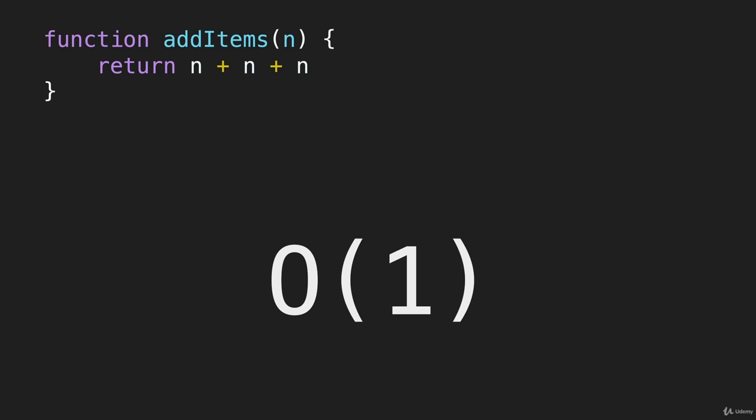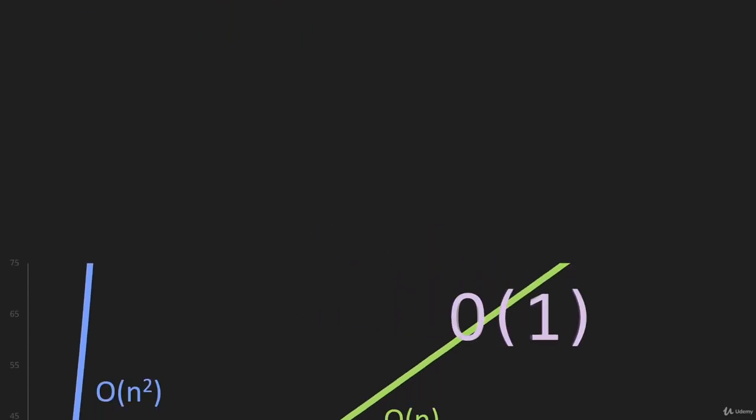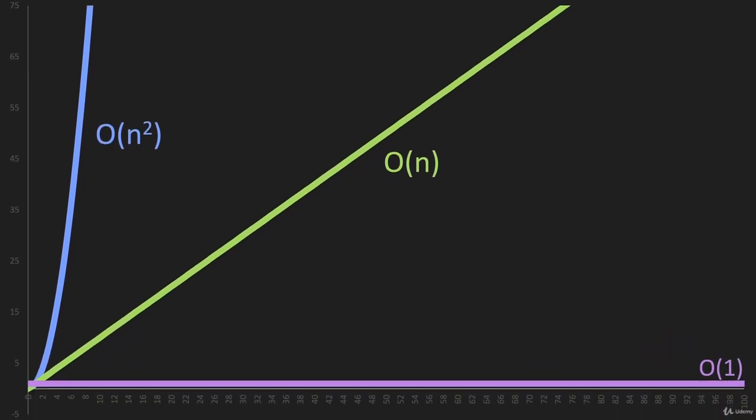Let's take a look at this on the graph. It's just a flat line across the bottom. It is the most efficient big O. Nothing is more efficient than O of 1. Remember, you will also hear this referred to as constant time. So if you hear that phrase, that is O of 1.